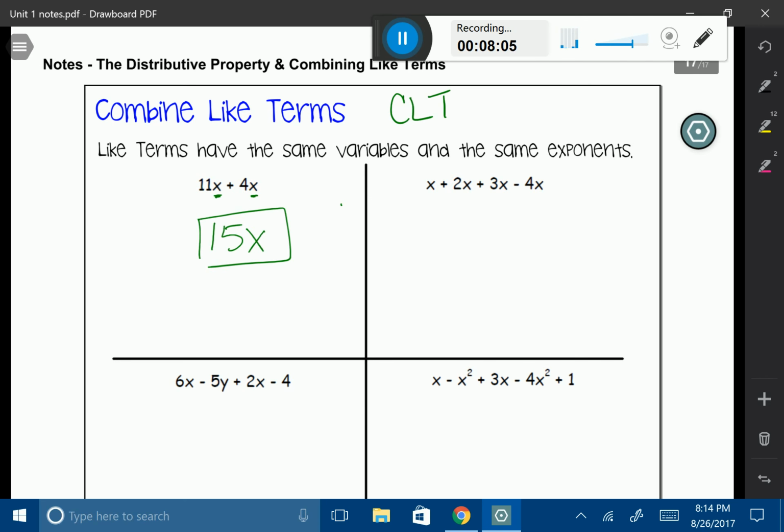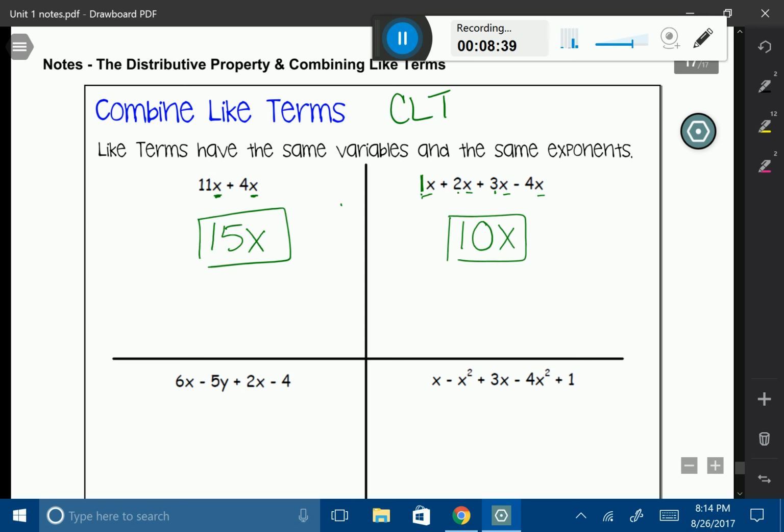Okay, let's look at the next example on the right. x plus 2x plus 3x plus 4x. Well, I have an x, an x, an x, and an x. They're all like terms, so I can combine them. Remember, there is an imaginary coefficient in front of that x. So really I have 1 plus 2 plus 3 plus 4, all of the same variables. That's going to give me 10x.